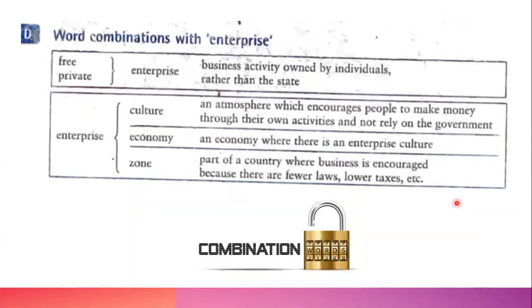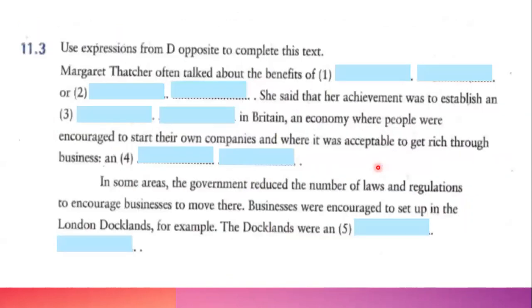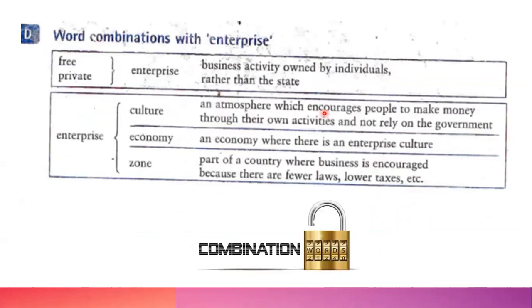And of course, vocabulary. And finally, the word combinations I just told you about: private enterprise, for example, enterprise culture, enterprise economy, and enterprise zone. You are going to complete these 2 paragraphs. Here on these light blue spaces, you will have space to write. So you read carefully and complete with these expressions here.